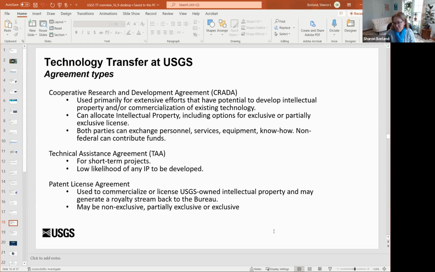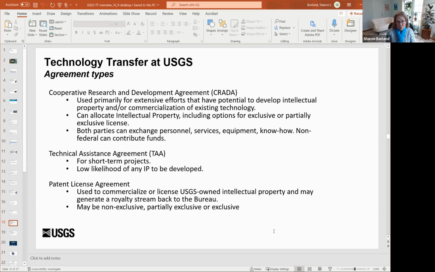So these are the agreement types, and the first item you see here is the Cooperative Research and Development Agreement, or CRADA. That's a fairly long agreement. I believe our CRADA template is on the order of 20 pages in length. It has exhaustive provisions on intellectual property and licensing. We use the CRADA for efforts that have a lot of potential to develop intellectual property, such as inventions and patents. We can also use a CRADA to help commercialize technology.